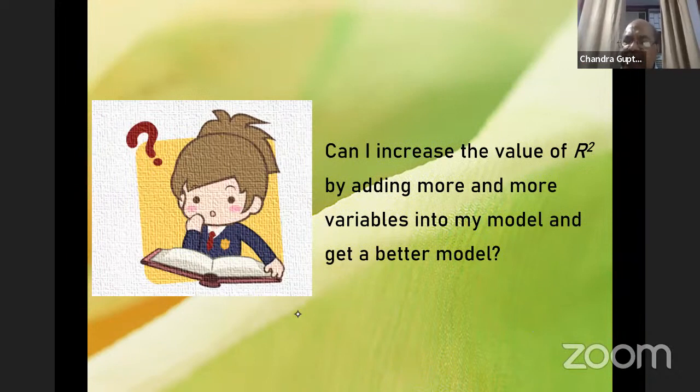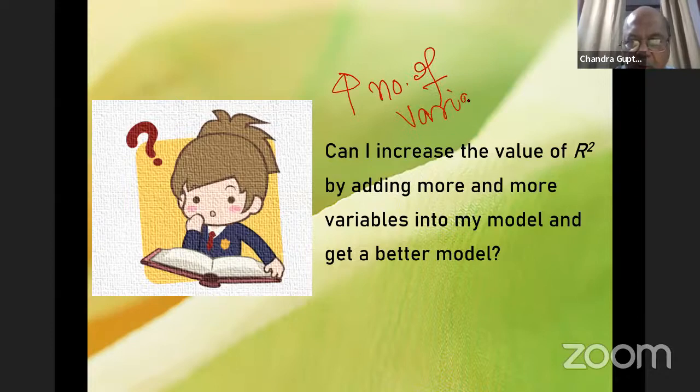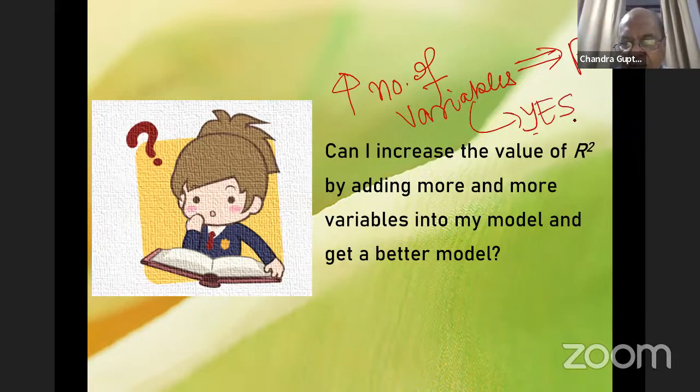Then I have a question. Can I increase the value of R square by adding more and more variables into my model and get a better model? By increasing the number of variables, can you increase R square? The answer is yes, you can. By adding more and more variables into your model, R square will never come down, it will increase.